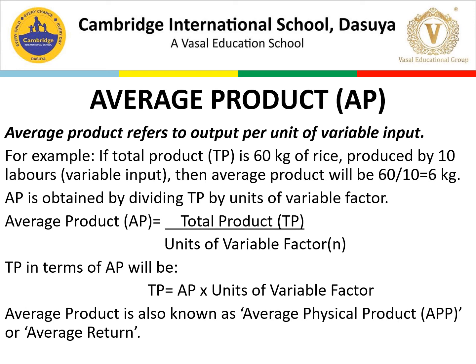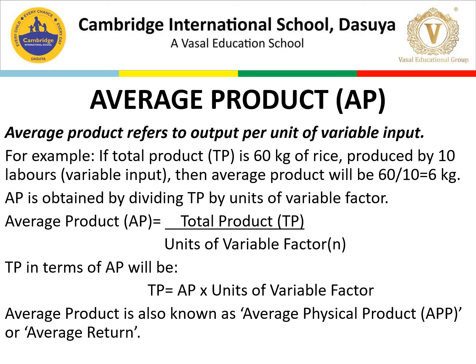Sorry, average product. So average product refers to the output. जितनी भी हमारी आउटपुट आई है उसको जब हम वेरिएबल नंबर जितने यूनिट्स थे उनको हमने डिवाइड कर दिया तो we are getting the average product. So if total product is 60 kg of rice produced by 10 laborers, we will find the average product by dividing 60 kg of rice by the 10 laborers we used. So what we get is 6 kg.